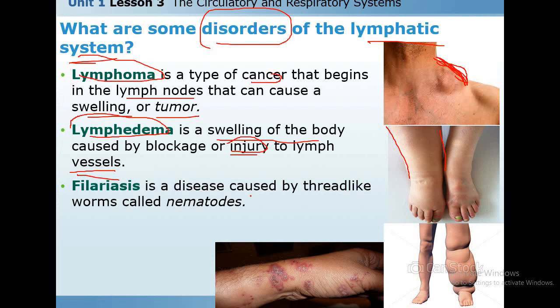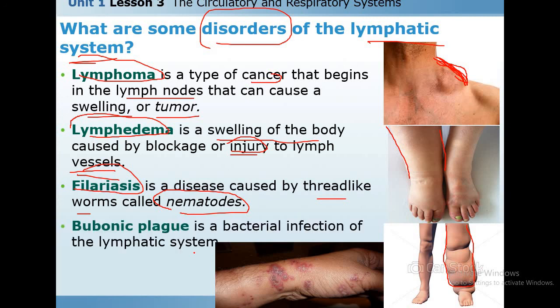Filariasis is a disease caused by thread-like worms. So it's a disease caused by worms called nematodes. Look, this is a disease caused by worms called nematodes. This disease is called filariasis. Last one, bubonic plague. Bubonic plague is a bacterial infection of the lymphatic system. This disease is called bubonic plague.